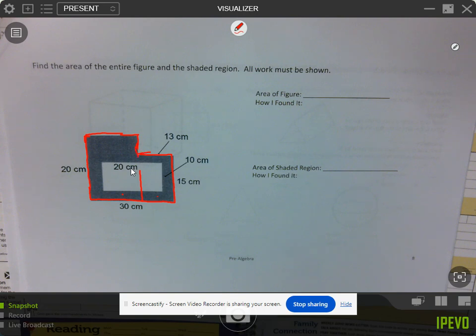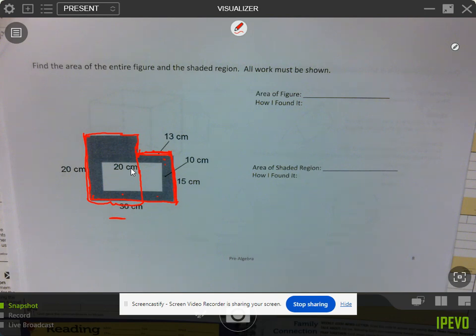So if I know that this is 13 and this is 15, I can find the area of this rectangle. I know that this side is 20. I need to find out what this side is. This is 13. What would this side be, Will? 30 minus 13. So I have the full length minus this part will give me this. So I can find that area, and then I add them together for my full area.